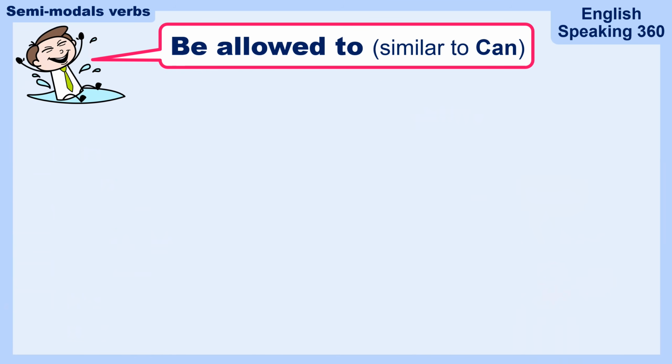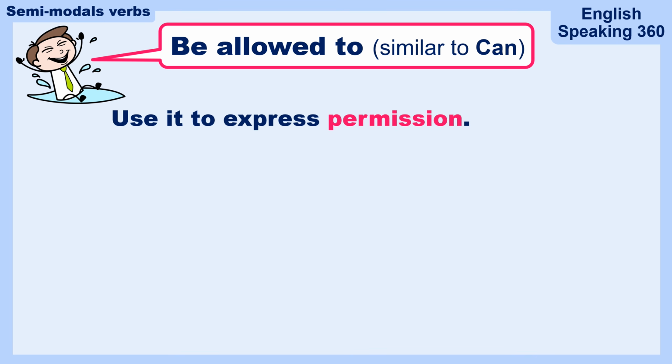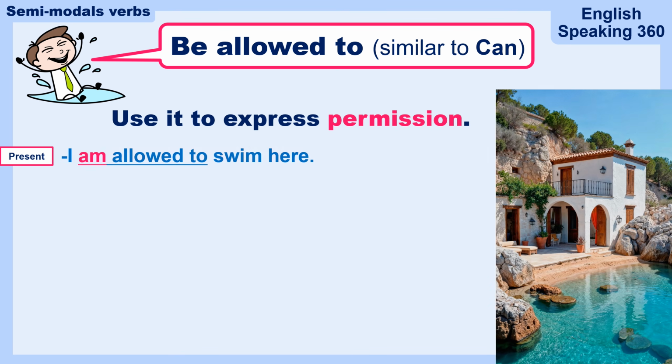Be allowed to is also similar to can, but in a different way. So use it to express permission, not ability. I am allowed to swim here. I am allowed because of I, so the verb to be changes to am. You are allowed to swim here.